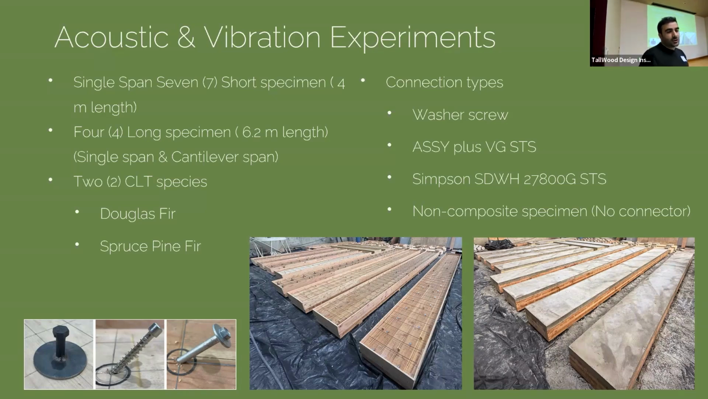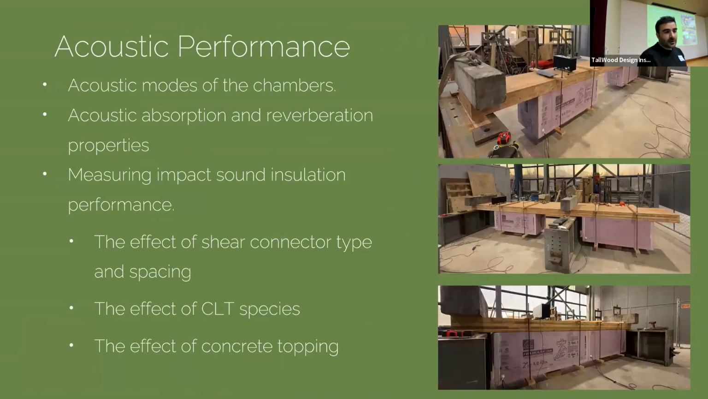We had 7 short specimens and 4 long specimens. We repeated the long specimen tests for acoustic and vibration in cantilever span forms. We tried 2 different CLT species in those experiments, the Douglas fir and the spruce pine fir. So we built some acoustic boxes here. These acoustic boxes are built by using XPS foam boards. They are 2-inch thick.